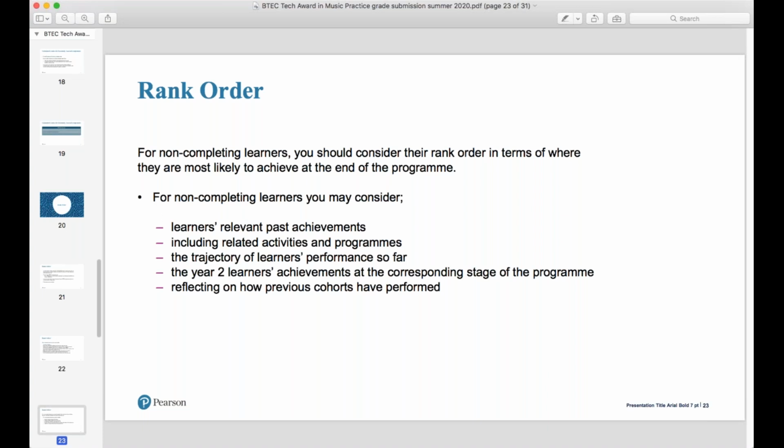You could compare your Year 2 learner achievement at the corresponding stage of the programme with your current first year learners as well. But you could also, obviously doesn't particularly apply to the Tech Award here, but reflect on previous cohorts' achievement at this point and their final outcome as well.